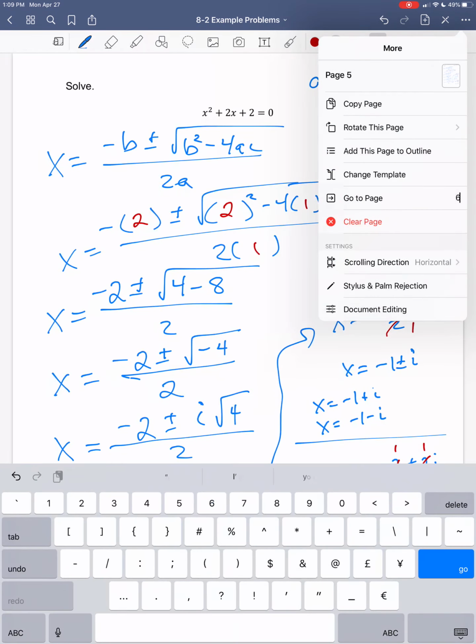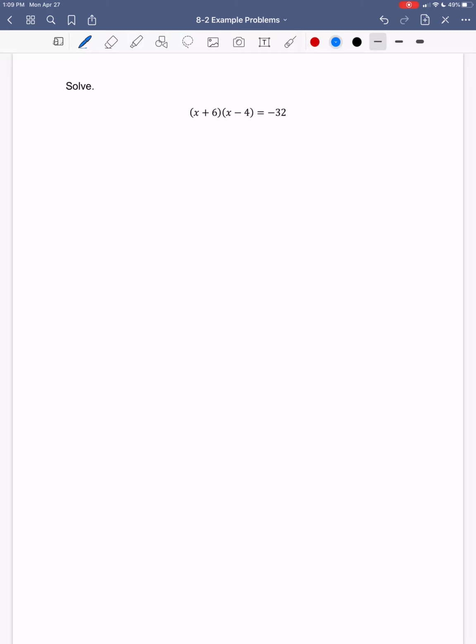All right, one more example. This problem is a little messy. It doesn't look like these quadratic equations look. So I'm not sure, is this even a quadratic equation? Well, I need to clean this up and get it in a nice form. I need to get rid of these parentheses, so we're going to use FOIL.